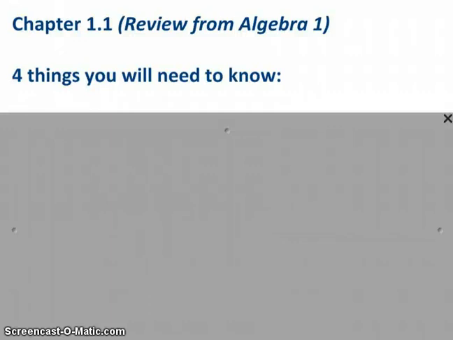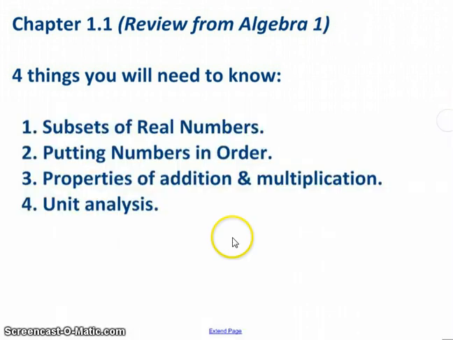This is the first lesson for Algebra 2 Advanced, and this video is going to tell you the things I want to make sure you know from Chapter 1.1. Chapter 1.1 is review from back in Algebra 1, and there are 4 things I want to make sure that you've learned: subsets of real numbers, putting numbers in order, properties of addition and multiplication, and unit analysis. I'll go through each of these 4.